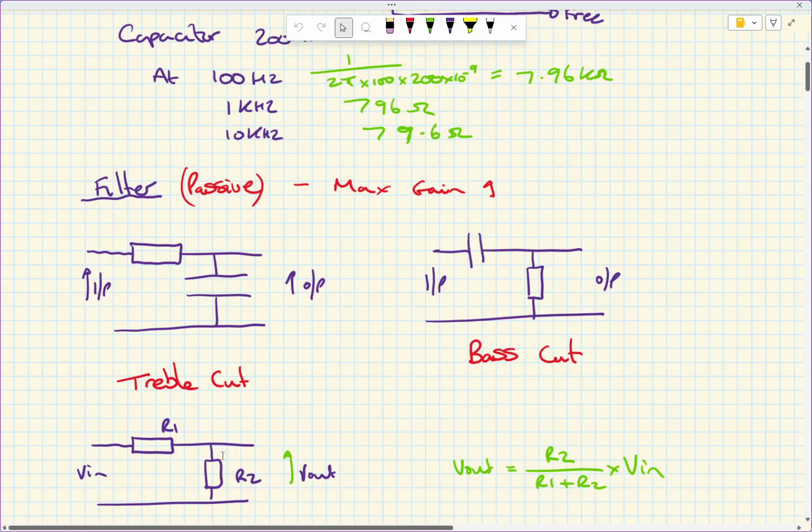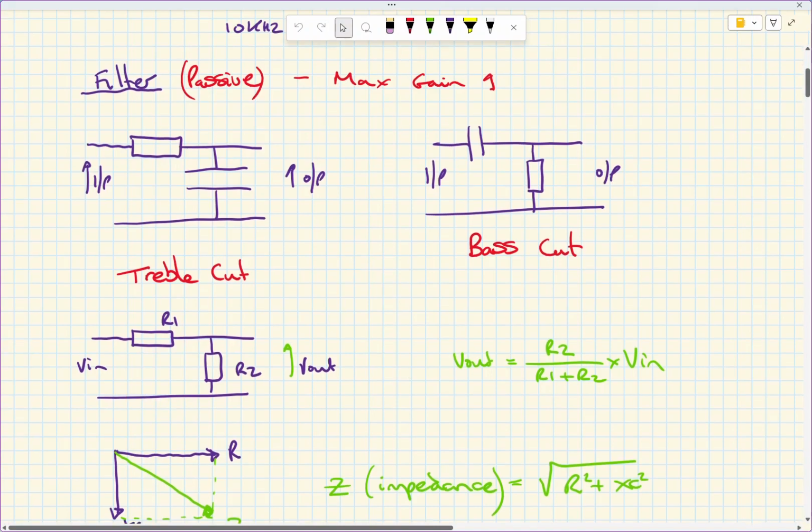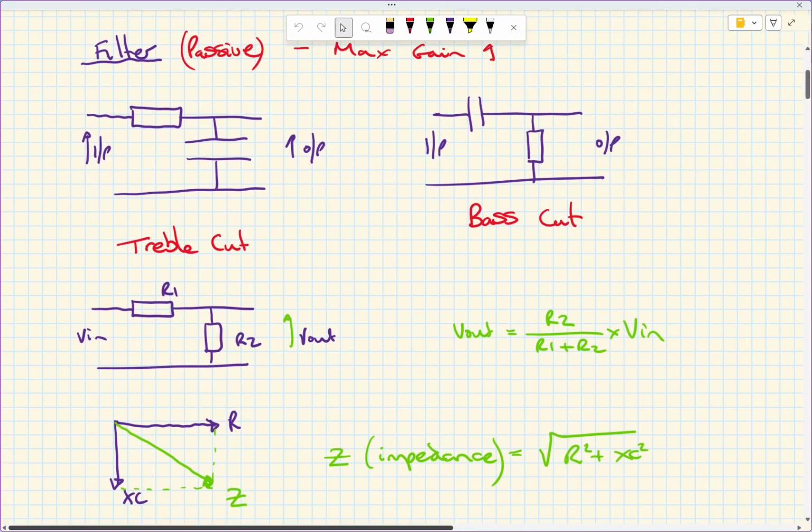Now it depends on what we've got here, but in the example that I'm going to, sorry, not got onto that yet. So when we take the combination of resistance and capacitance, doesn't matter which one we've got, the resultant that we get is called impedance, Z, which is the square root of R squared plus XC squared. Okay, so that's the combination of R and XC.